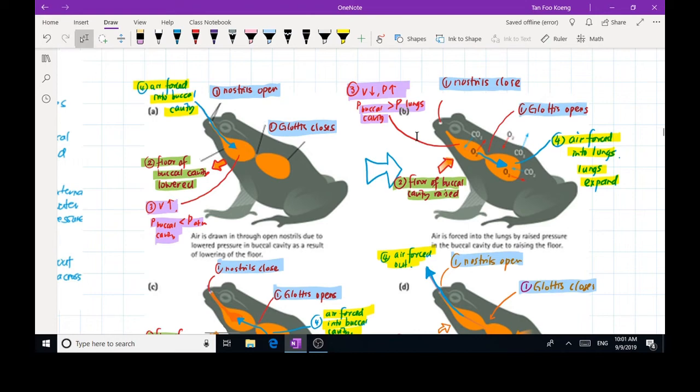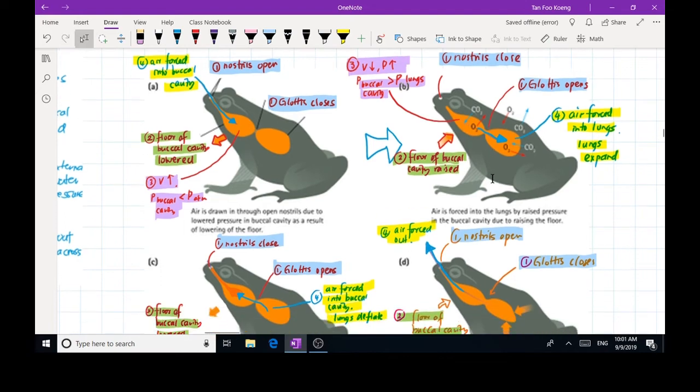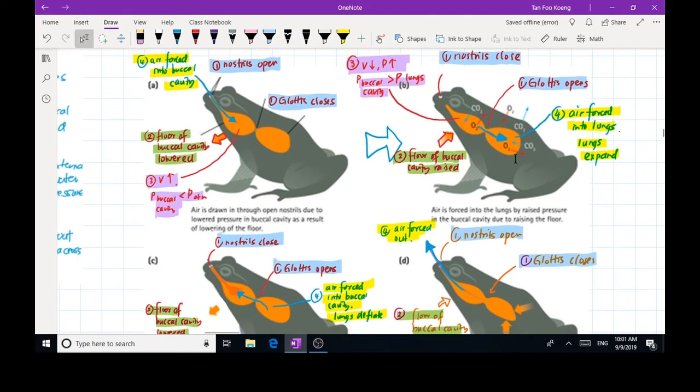Now, the next phase will be nostrils closed, glottis opens, floor of the buccal cavity is raised, volume decreases, pressure increases here. The air pressure in the buccal cavity is right now greater than the air pressure in the lungs. So as a result, air is forced into the lungs and lungs expand. As you can recall in the previous lesson, we said that the lungs of frogs are actually very special because they do not have alveoli. They do have partitions to increase the total surface area for gaseous exchange.